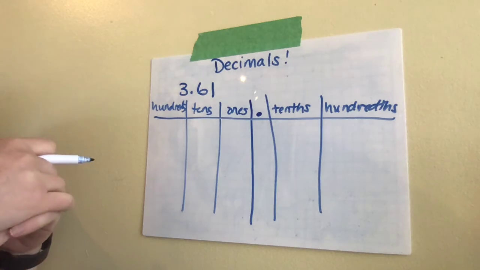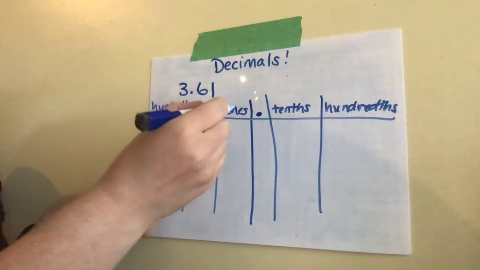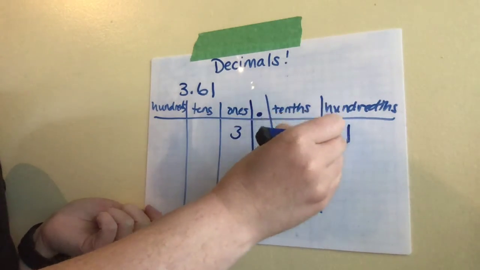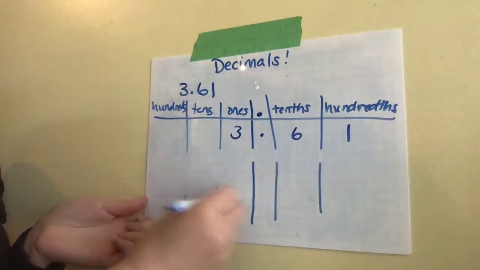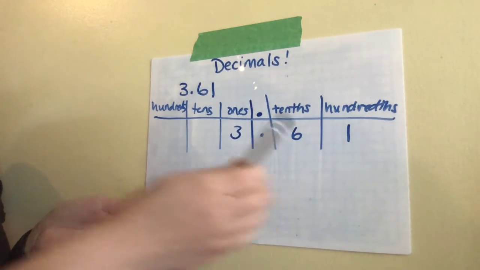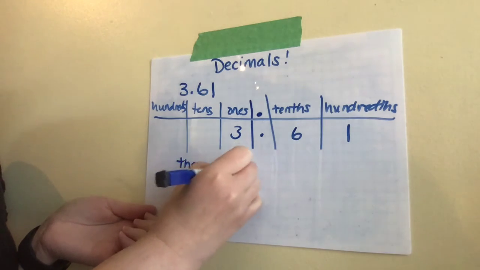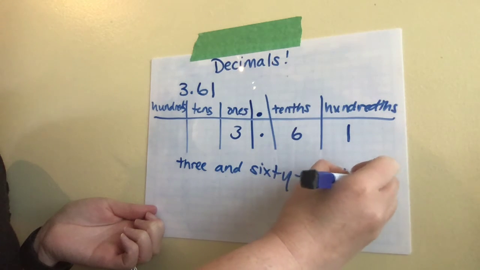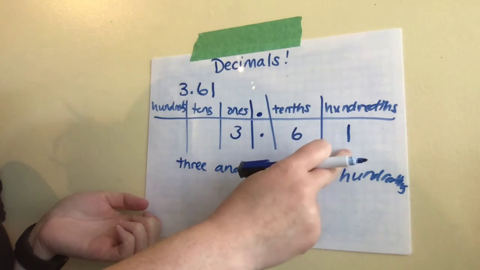So if I were to write 3.61 or 3 and 61 hundredths on our place value chart, I'd go 3.6, and I could also write that as a whole word, so I would write 3.61 because that 1 is in our last place here.